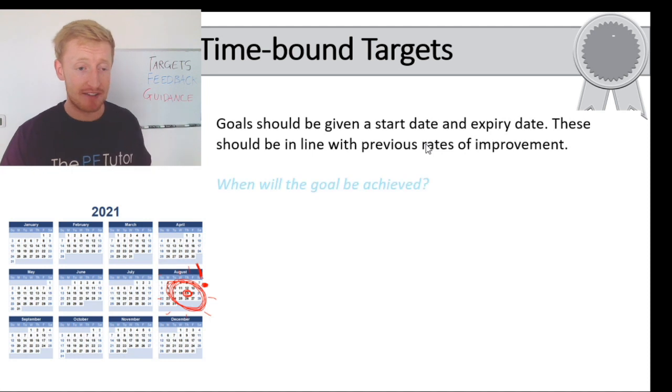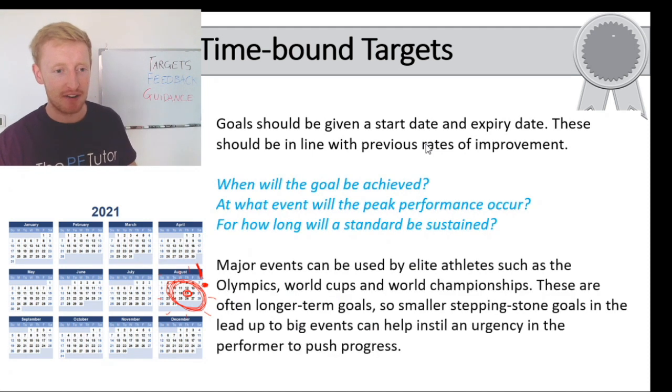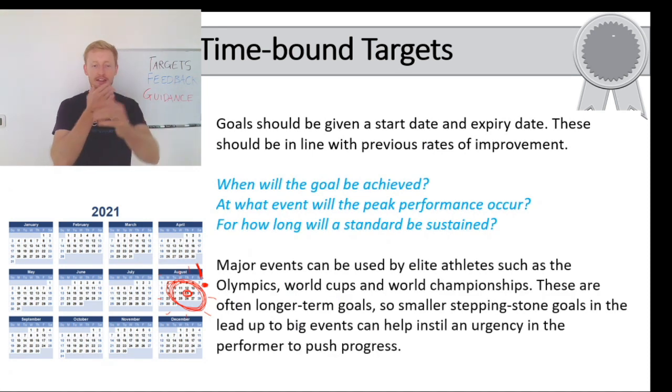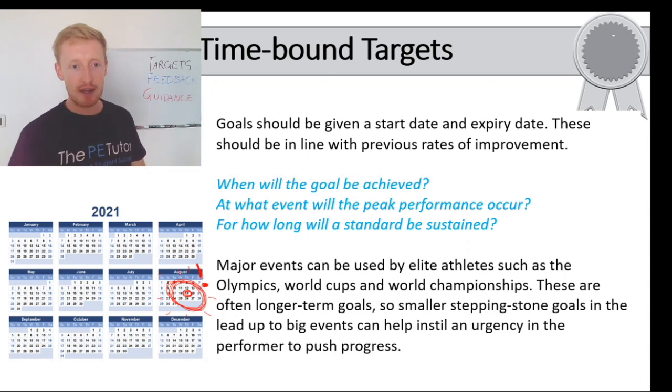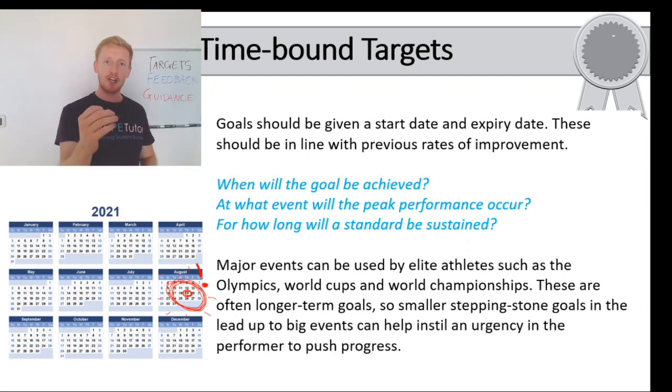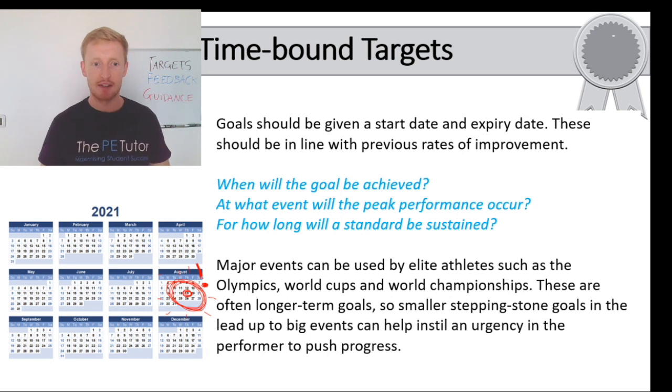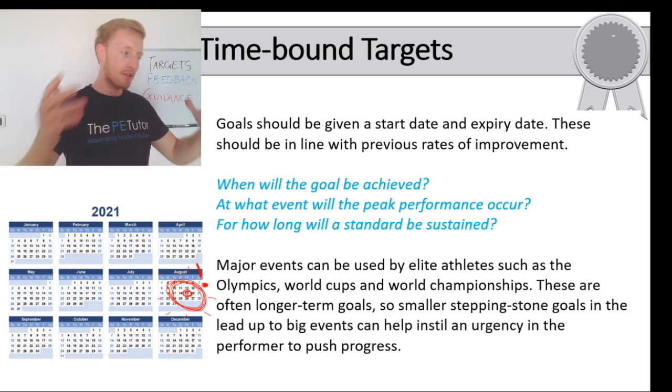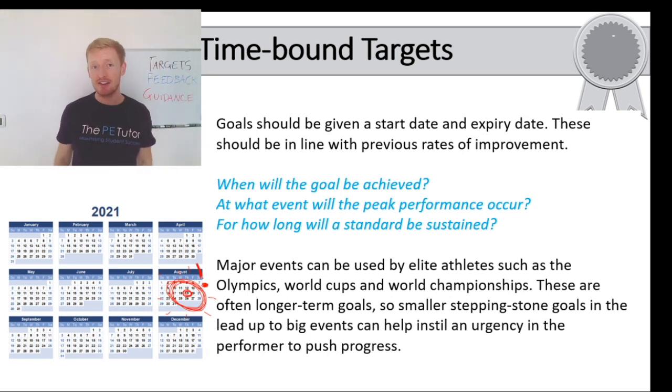Just realised I hadn't clicked up any of the time-bound target stuff there actually. So I'll leave that there for a second. Give that a read. Goals should be given a start date and expiry date. It should be in line with previous rates. That goes back to that realistic idea.